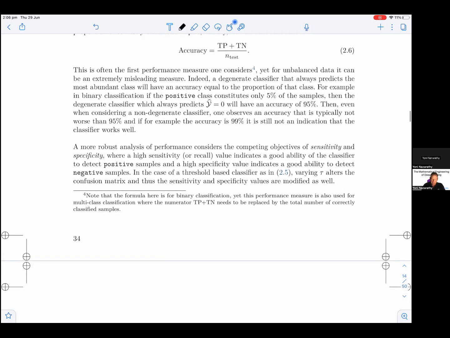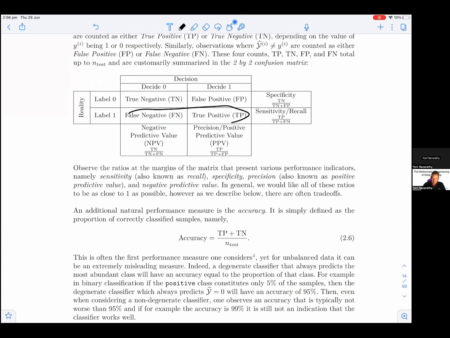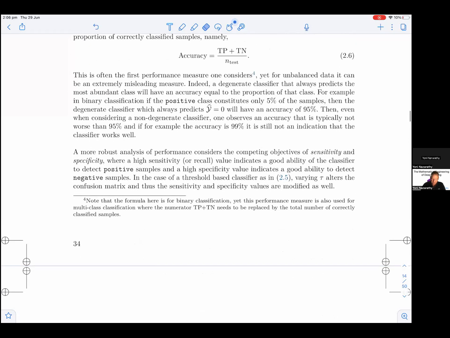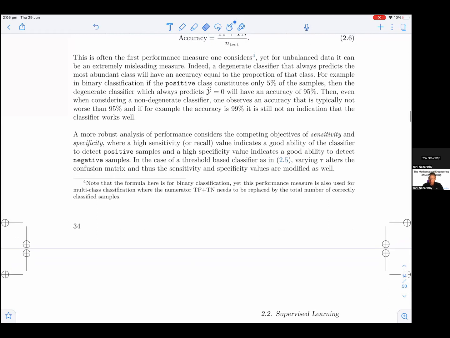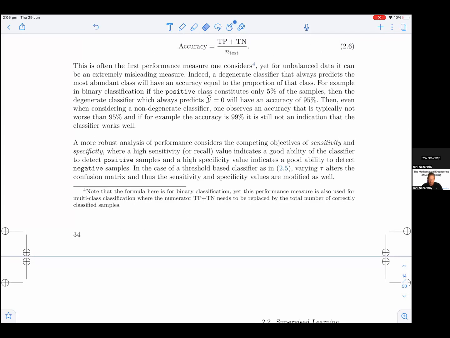Yet for unbalanced data, it can be an extremely misleading measure. Indeed, a degenerate classifier that always predicts the most abundant class will have an accuracy equal to the proportion of that class. For example, in binary classification, if the positive class constitutes only 5% of the samples, then the degenerate classifier, which always predicts ŷ equals 0, will have an accuracy of 95%. Even a non-degenerate classifier typically shows an accuracy not worse than 95%, and if the accuracy is 99%, it is still not an indication that the classifier works well.